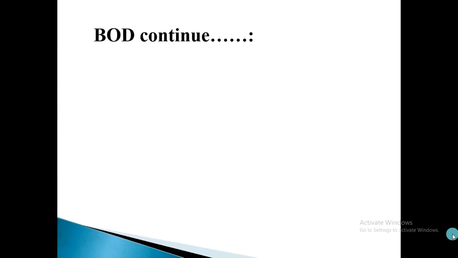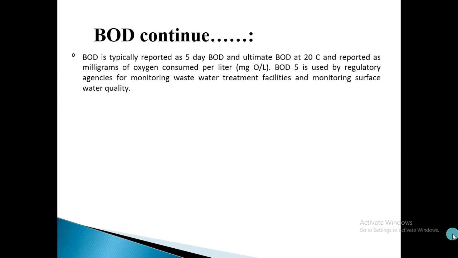So to continue this BOD, biological oxygen demand session, BOD is typically reported as 5-day. It is normally reported as the 5-day biological oxygen demand, and ultimate BOD at 20 days, right? And ultimate BOD will be at 20 days, and it is reported as milligrams of oxygen consumed per liter. So oxygen will be consumed by the microorganisms or bacteria, in milligrams of oxygen consumed per liter, mg/L.